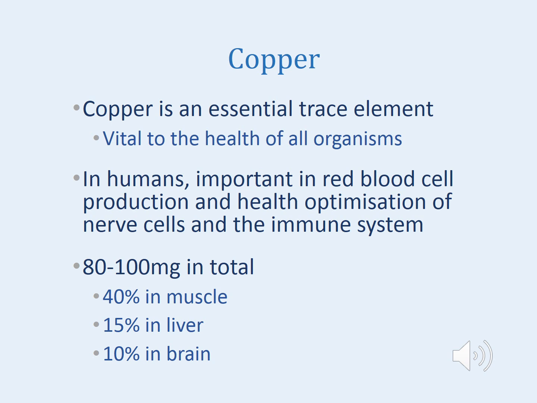Copper is an essential trace mineral vital to health of all organisms, and it acts as a coenzyme in a wide variety of processes. It's important in red blood cell production, ATP production, nerve cell function and immune system function. And I think it's also worth mentioning that copper and iron are found in many of the same food sources. In adults without deficiency, there's around 80 to 100 milligrams of copper in the body, 40% is found in the muscle, 15% in the liver and 10% in the brain tissue.